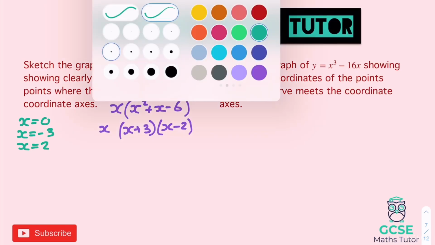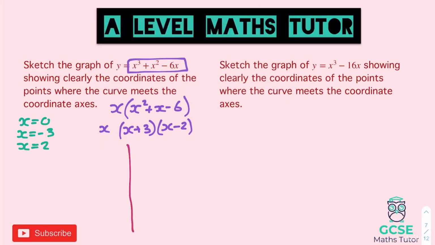There we go, so if we go about drawing this one, let's have a look, positively sloping again. There we go, so you can always just draw that in.